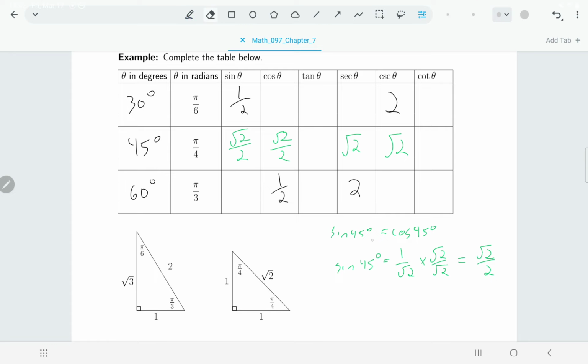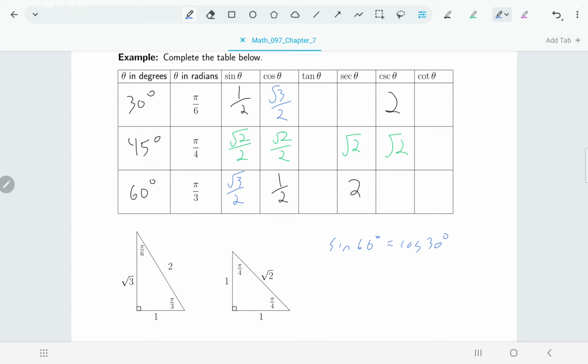If we wanted to now do the same sort of work for sine of 60 degrees, you would say for 60, which is pi over 3, sine is opposite over hypotenuse, root 3 divided by 2. And same thing as before, sine of 60 and cosine of 30 would have to be equal by the complementary angle theorem. So cosine of 30 degrees should also be root 3 over 2.